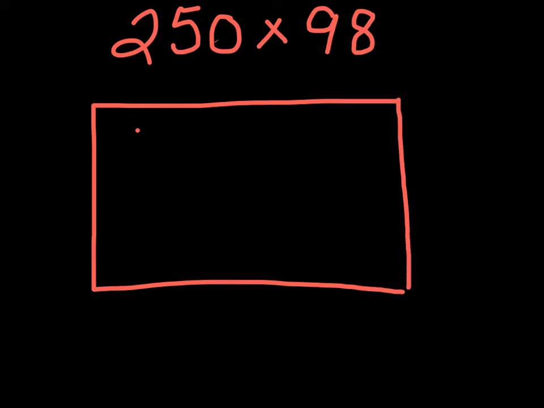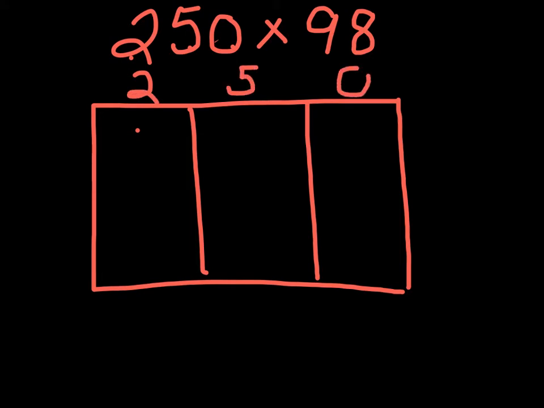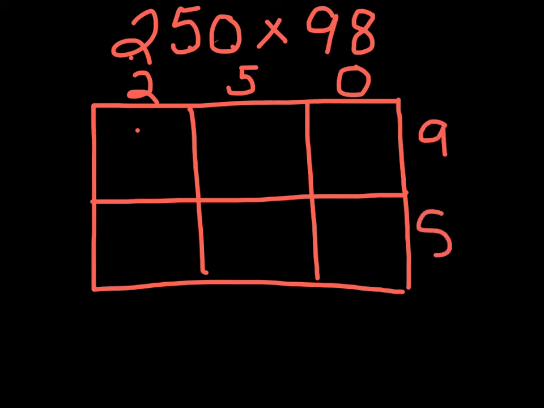And I'm going to put my number 250 on top. So I'm going to divide my little rectangle here into 3 pieces so that each of my digits in the number 250 have a little home. So I'm going to put my 2, my 5, and my 0 for the number 250. And then I'm going to split my little rectangle further in half so that I have room for my 98 on the side. And there we go, we have that all set up. 3-digit by 2-digit. We're going to draw our diagonals next.